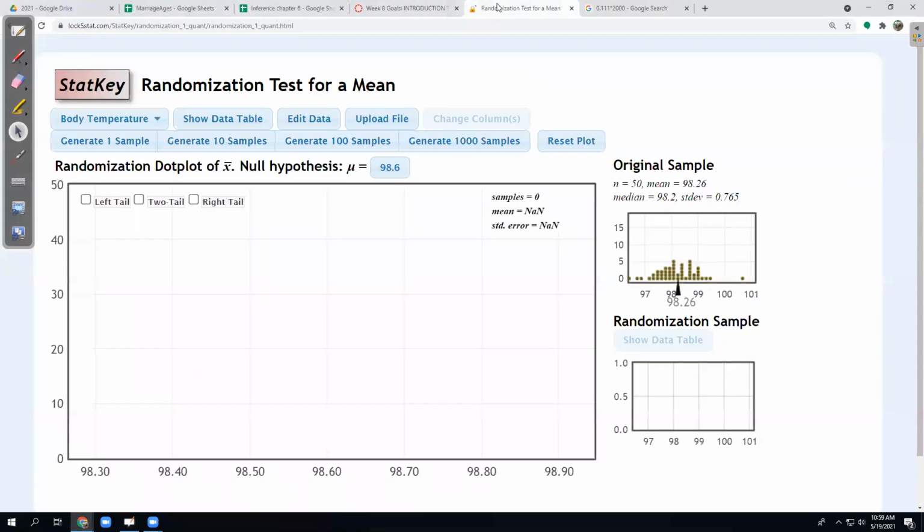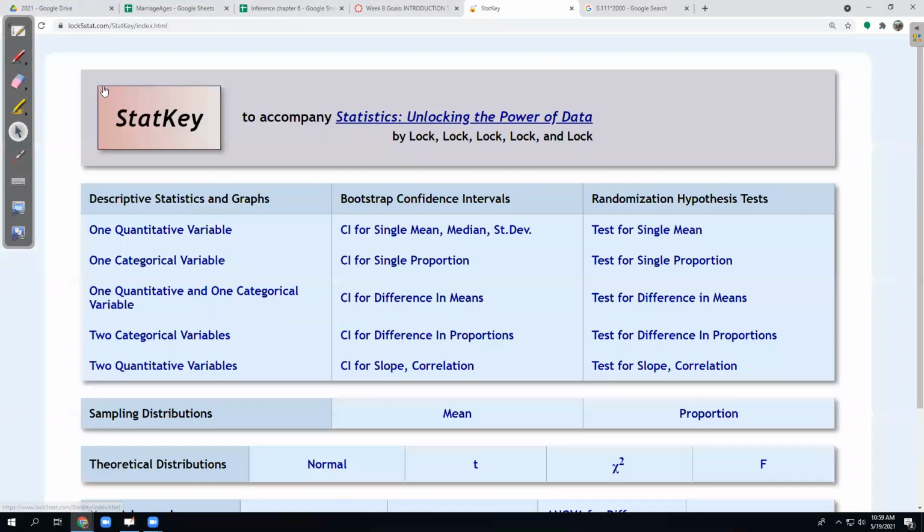Let's go over to StatKey and home. So this is the central limit theorem, which is a theoretical approach to these. And I'm going to do both the normal and the t to compare and explain what's going on here. So normal on one screen, t on the other. So I'm at the StatKey homepage. First thing I'm going to do is go to normal.